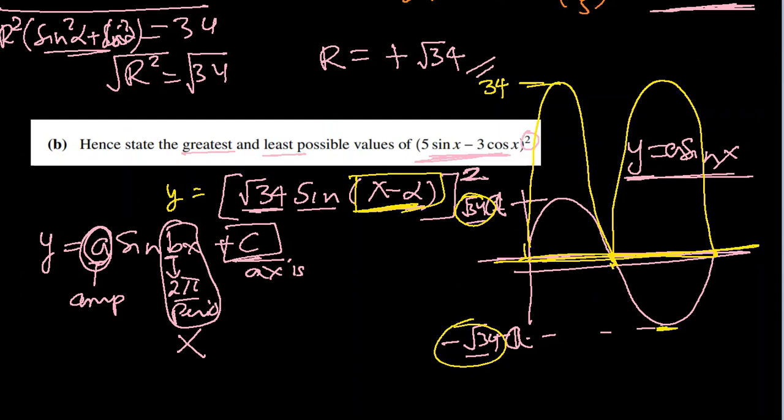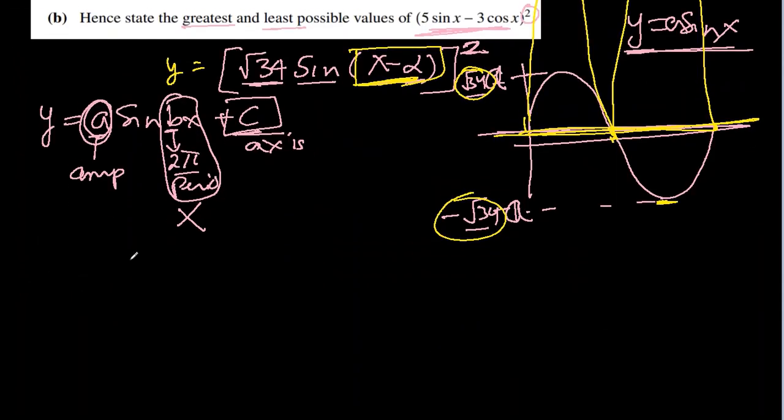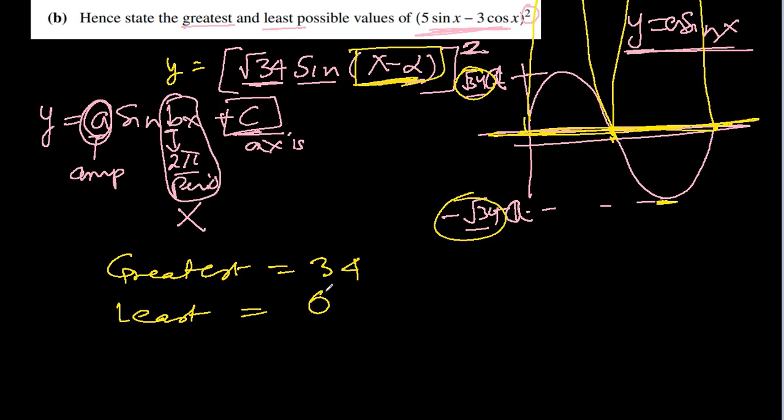And now we can tell very easily what the greatest value is. So the greatest value is 34 and the least value we can see is here, on the x-axis, where y is 0. Whenever they say greatest and least value, we talk about the y value, and they are 34 and 0 respectively.